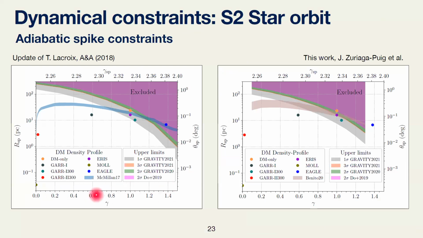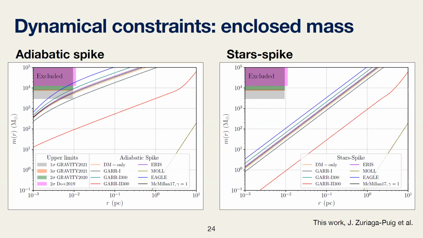versus gamma, the slope of the profile. And these are the different excluded regions right here. And these are the dark matter density profiles, well, the spike radius given by the different models. Around 0.7, 0.8 for the case of McMillan 17, and using Benito 20 as a base model, we have around 0.6. We can exclude the spikes given by the profiles with greater slope, with greater gamma.